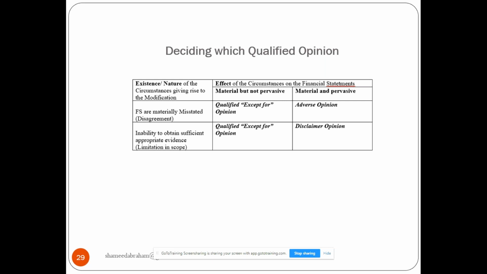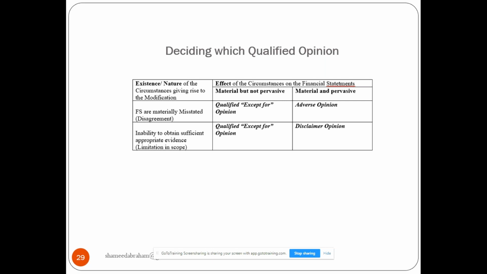One, that the financial statements are misstated, meaning there's an error in the accounts, that some accounting treatment has not been followed, which includes lack of disclosure as well. Or that there's a limitation in scope. What does a limitation in scope mean? A limitation in scope means that the auditors, for whatever reason, were not able to carry out the necessary audit work because they've been prevented from obtaining audit evidence.